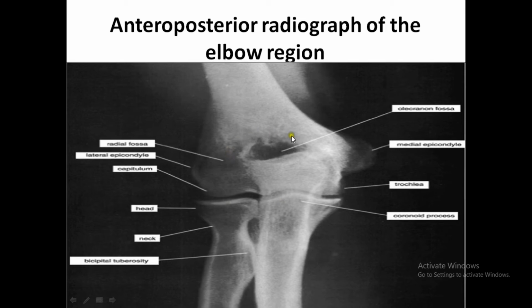In the lower end of the humerus, you could first of all see the olecranon fossa. Then you could visualize the medial epicondyle, the radial fossa, and the lateral epicondyle. You can also appreciate the capitulum present on the humerus. Then we'll come to the radius. You can see the head of the radius, the neck of the radius, and the bicipital tuberosity. And in case of ulna, you could see the coronoid process of the ulna.